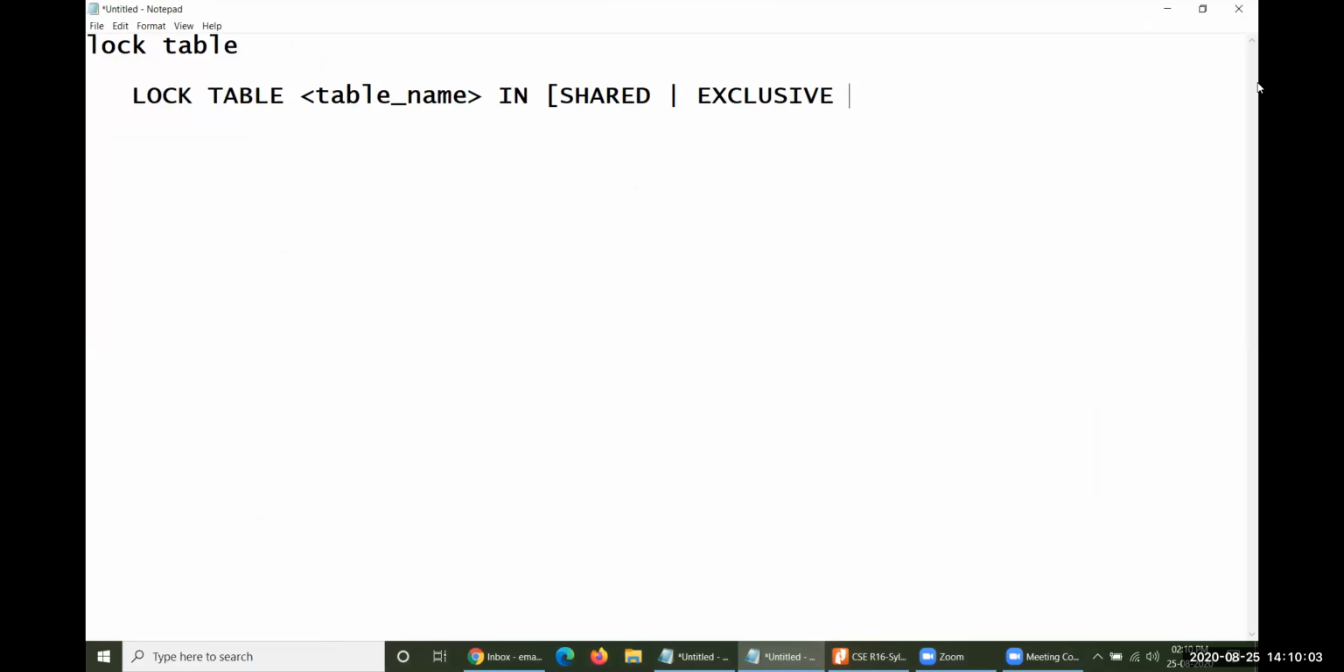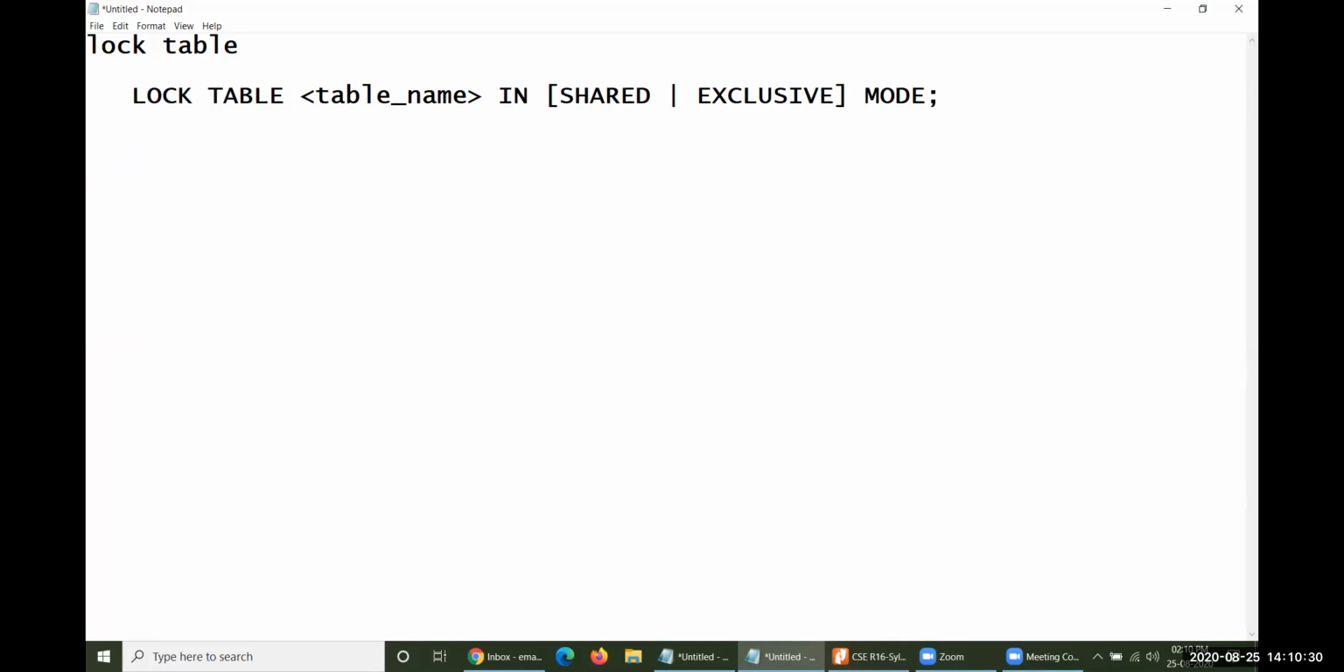Either of these two, not exactly both at a time, either of these two. MODE is also a keyword. Okay, so lock table name is whatever table you have to consider here, and that particular table will be in shared mode or exclusive mode. So what do we mean by shared mode and what do we mean by exclusive mode? Let us have a discussion here.